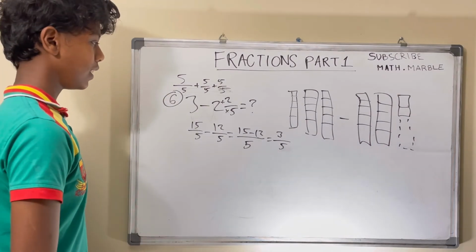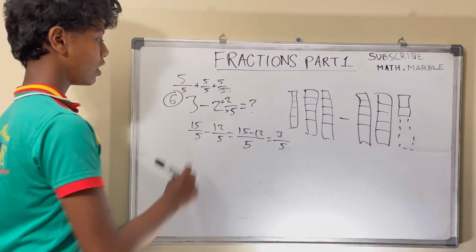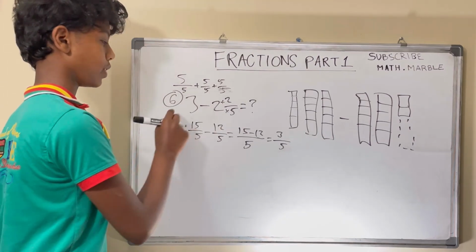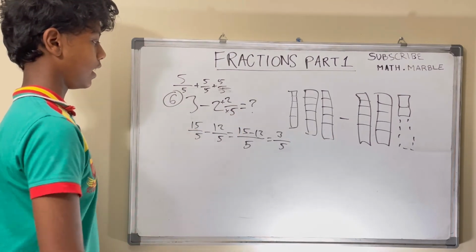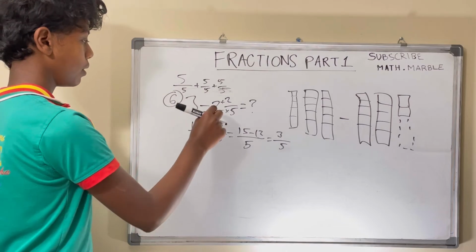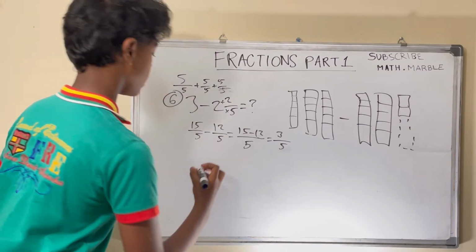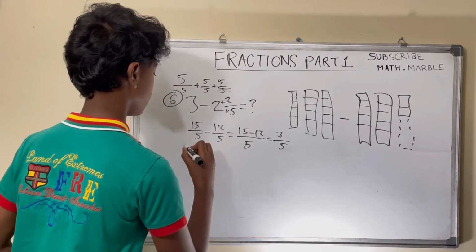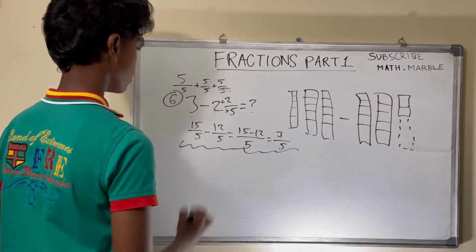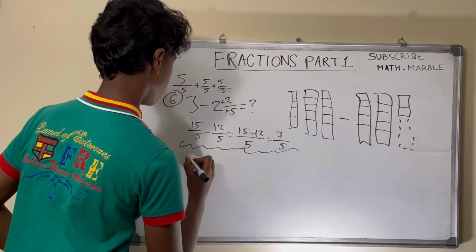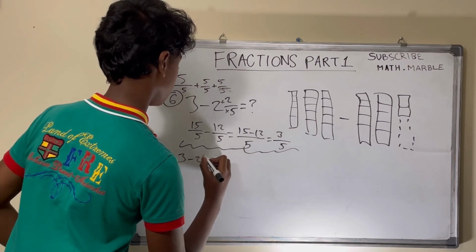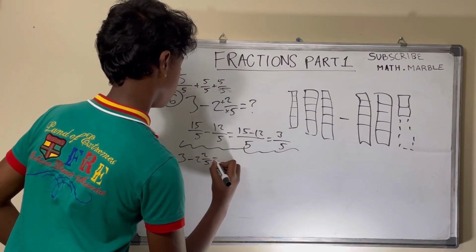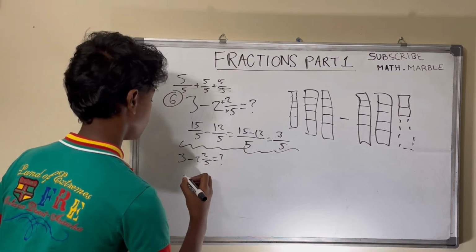Now another way of doing this, as I said before, you know the whole numbers, we could just subtract the whole numbers and then keep that. So 3 minus 2, so this is our second method. So I'm going to write a squiggly line. So 3 minus 2 and 2/5 equals. So 3 minus 2 is 1.